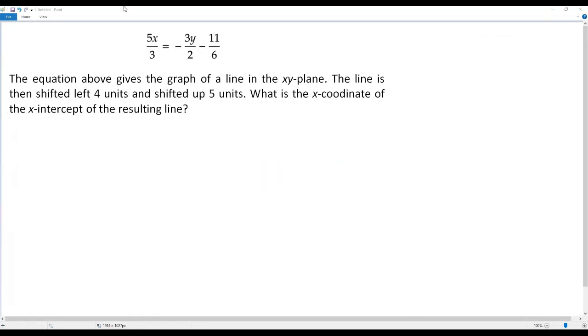5x over 3 equals negative 3y over 2 minus 11 over 6. The equation above gives a graph of a line in the xy plane. The line is then shifted left 4 units and shifted up 5 units. What is the x-coordinate of the x-intercept of the resulting line?